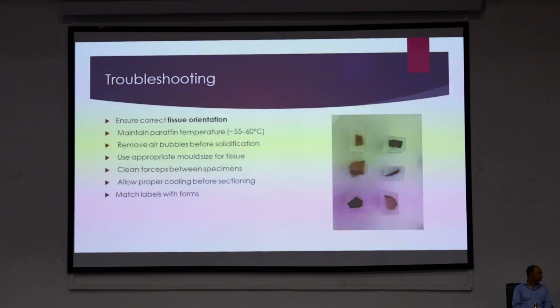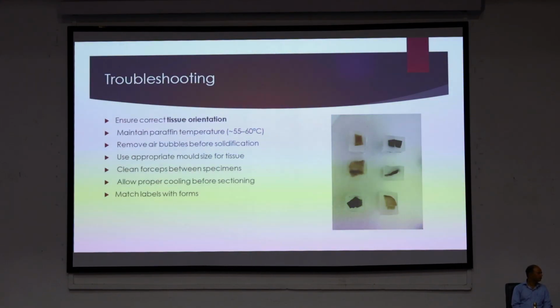Maintain paraffin temperature, that is 55 to 60 degrees. Remove air bubbles before solidification of the block. Use appropriate mold size for tissue. Clean forceps between specimens. This is a very important point which I will mention, and I will mention it again.